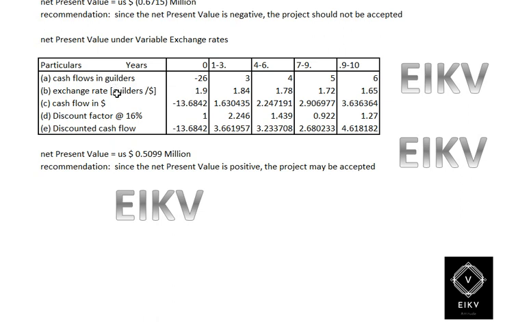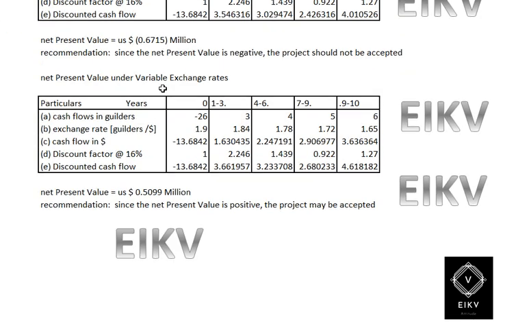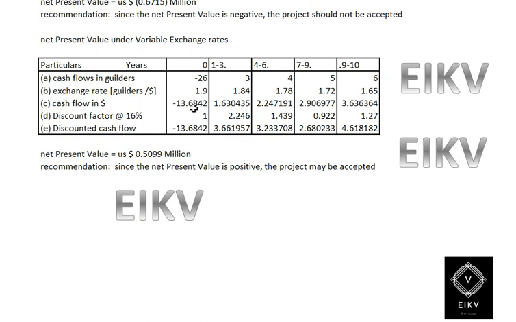Here there is only one change: the exchange rate will be changed as per the details given in the question. The exchange rate will be taken from the question and you just divide, and the rest of the things you did in the first table should be done over here. After computing that, we multiply by the discounting factor, and when we take the total, we will get a positive net present value of 0.5 million.